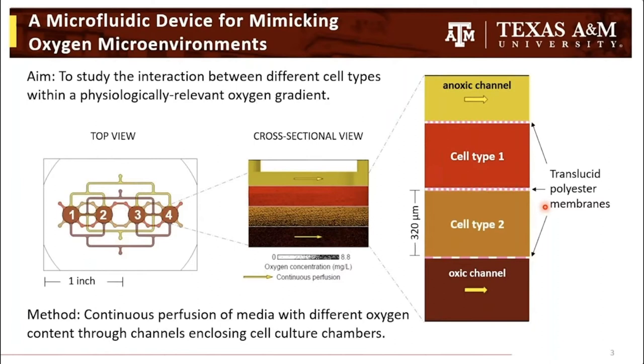And so in this chip, we wanted to develop an oxygen gradient, as you can see in this image, by continuously perfusing well-oxygenated media through the bottom compartment and anoxic media through the upper compartment of the chamber. And so this continuous perfusion would create an oxygen gradient through the co-culture chambers that will provide more oxygen to one of the cell types than to the other one, and that is intended to mimic the oxygen gradients that are found in organs and tissues.